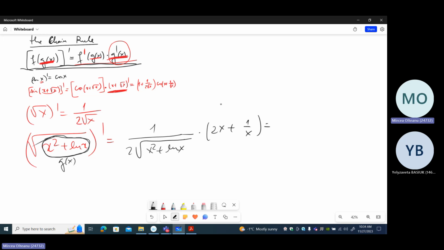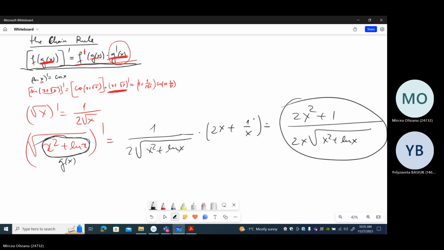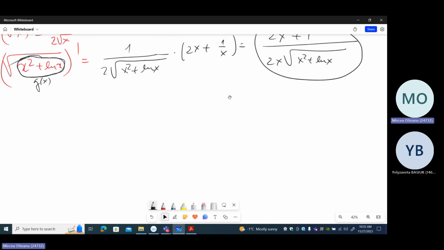Of course, here we don't stop. Computing derivatives means, among other things, obtaining the simplest result. So here we need to compute and see what happens. Finally, putting it in the simplest form, we get 2x squared plus 1, and below we have 2x times x squared plus logarithm of x. Yes, and this is the final result. Let's see, sometimes the computations are interesting.